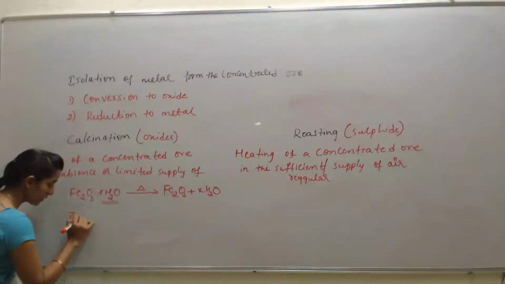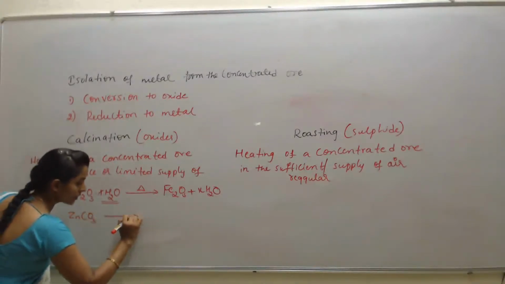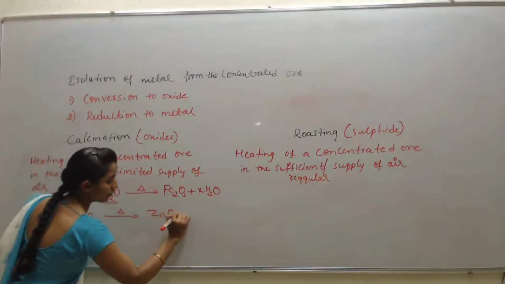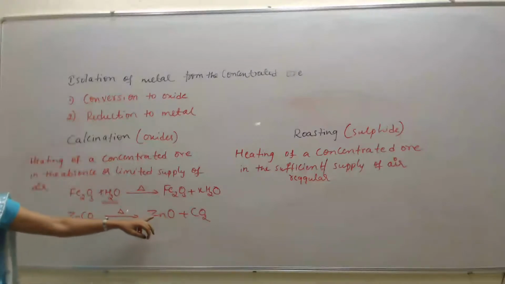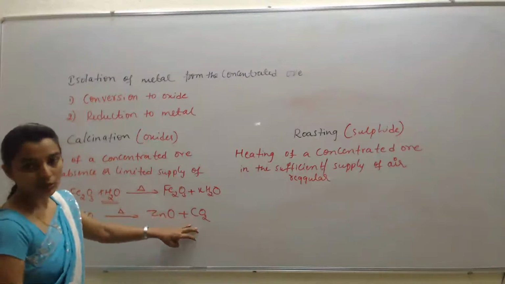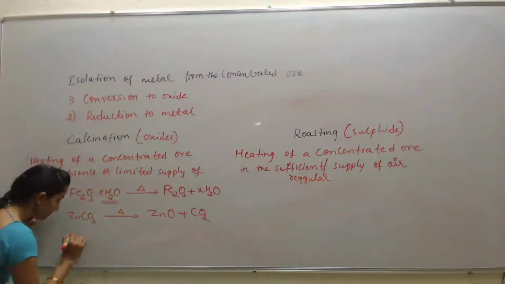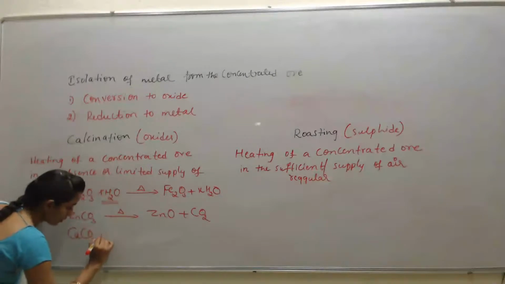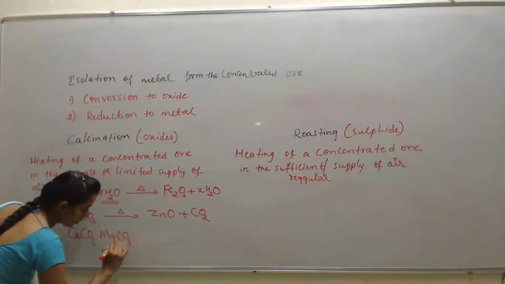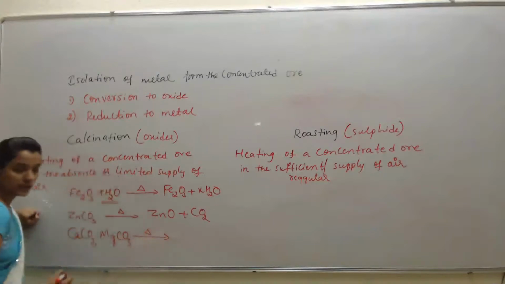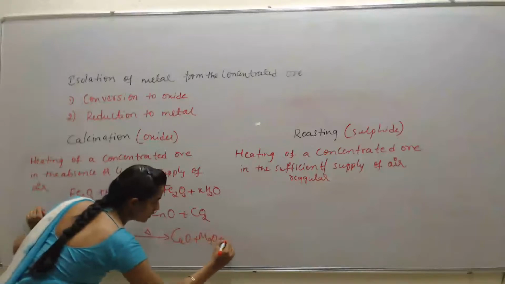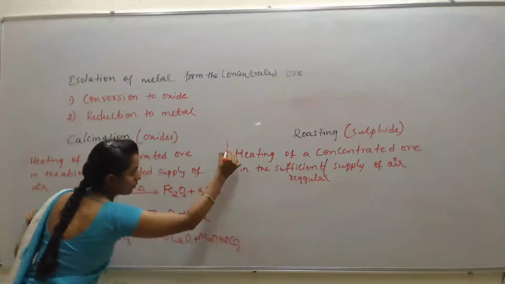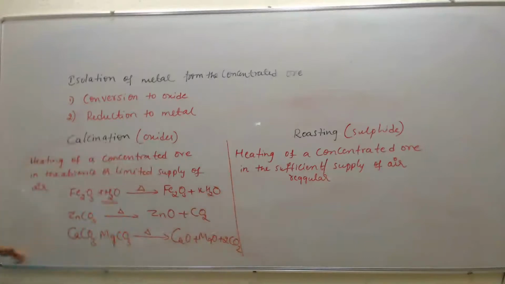Okay. Next, zinc carbonate is there. When it is heated, it changes to ZnO plus CO2. It is a carbonate ore, so by heating it forms zinc oxide and also CO2. At the same time, there are combinations of ores, CaCO3 and MgCO3. When they are strongly heated, they form CaO plus MgO plus 2CO2. Okay, students, so this is the example for calcination.